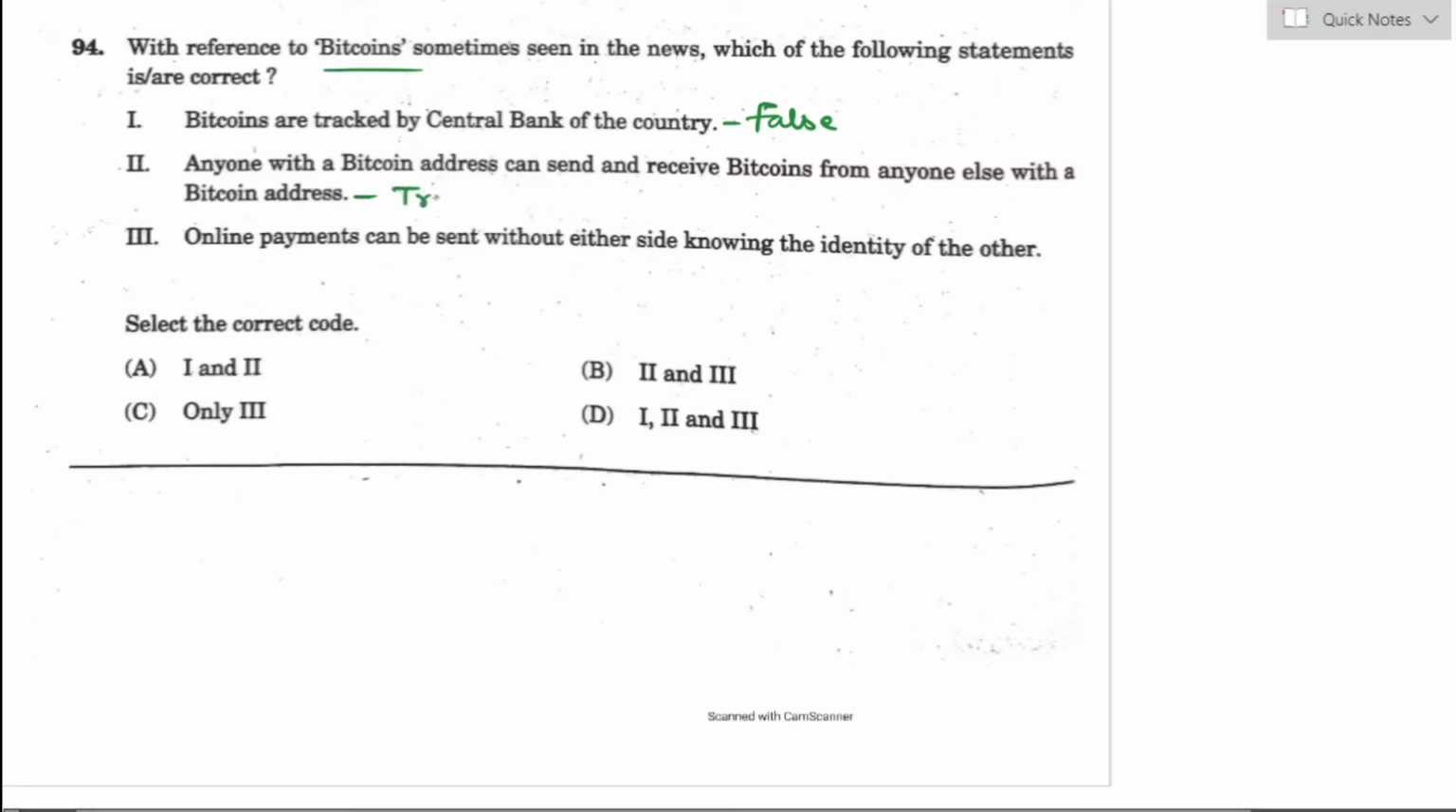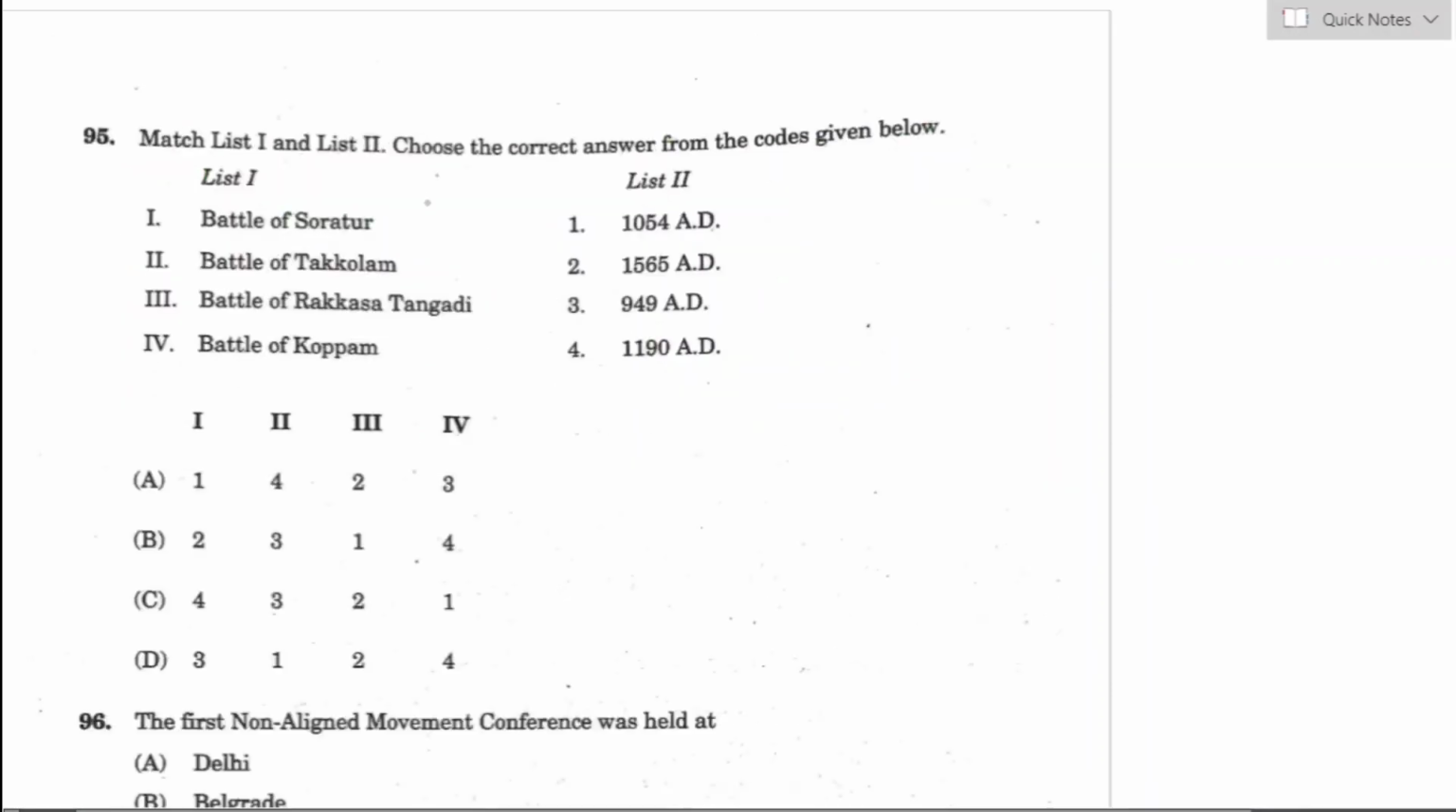This statement is true. Statement 3. Online payments can be sent without either side knowing the identity of the other. This statement is also true. So out of the given statements, the correct statements are 2 and 3. So option B is the right answer.